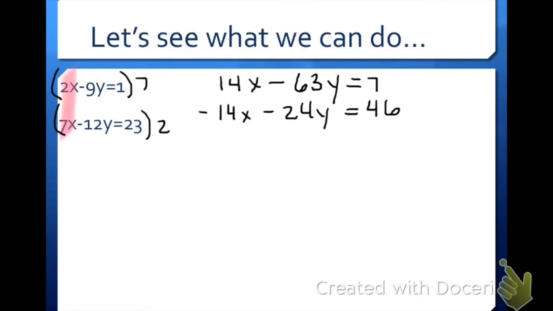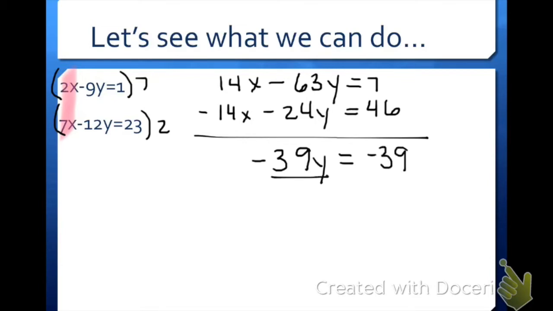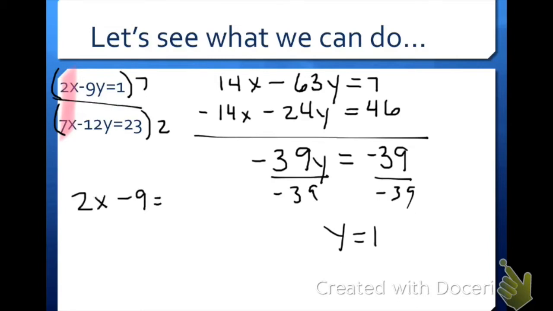Subtract them, and I'd get negative 63y minus negative 24 plus 24 would give me negative 39y equals negative 39. Divide by negative 39, and I'd get y equals 1. And going back in, if y equals 1, 2x minus 9 equals 1, 2x equals 10, I would get x equals 5. So there I found the solution that way, and I would get (5, 1).